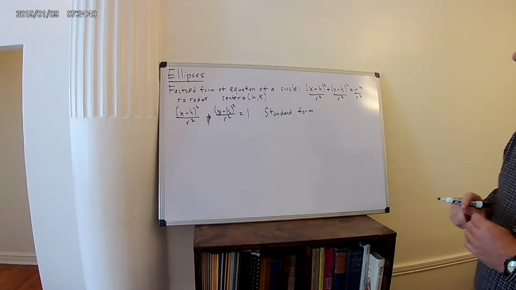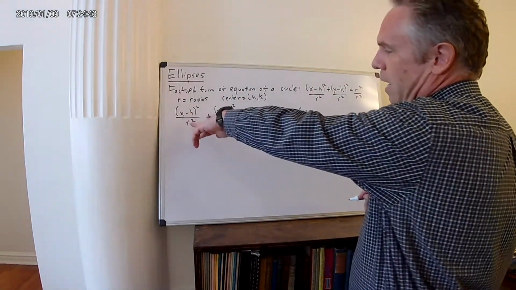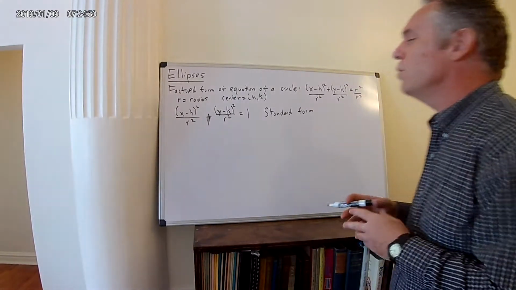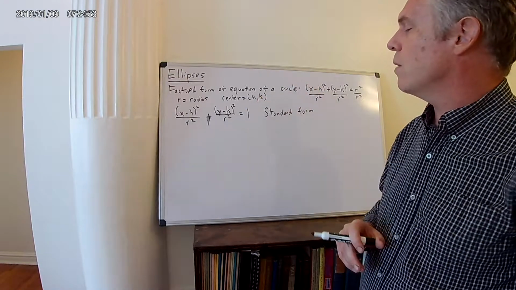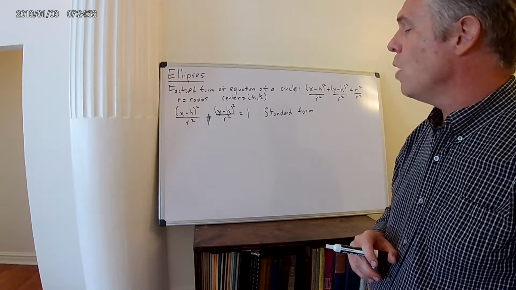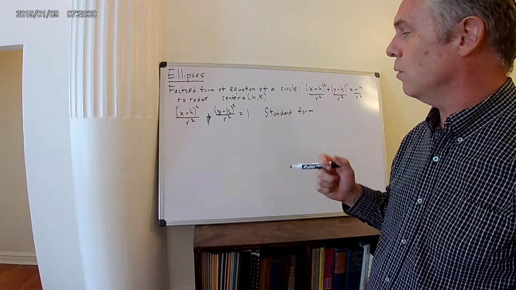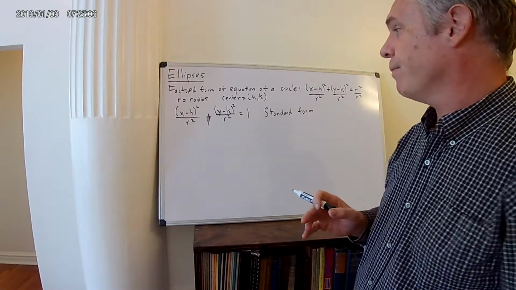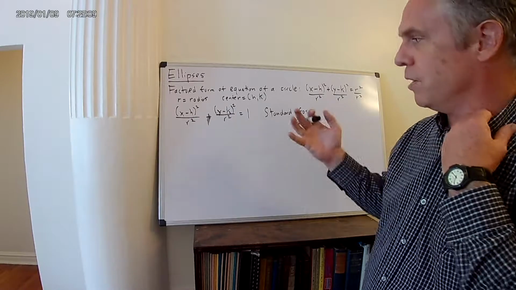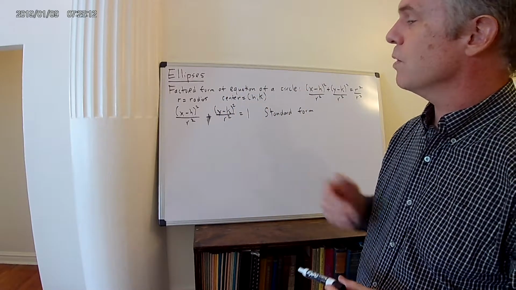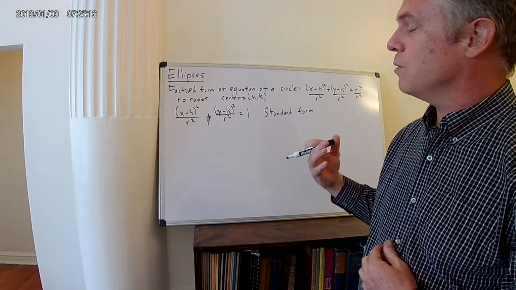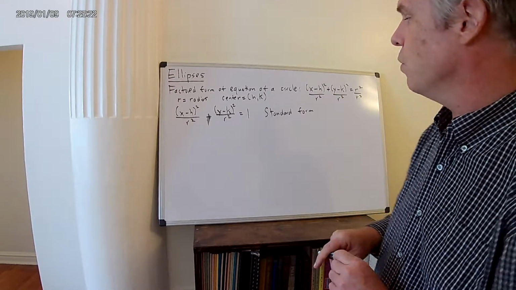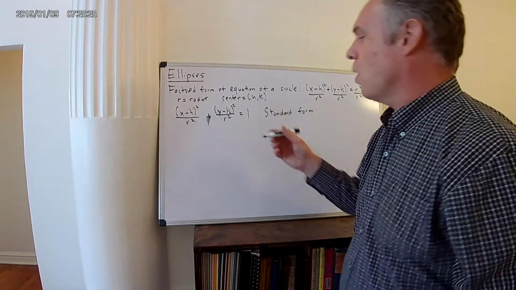And one thing we can note here is that r squared in the denominator in the x term represents the horizontal distance from the center of the circle to the graph, and r squared in the denominator of the y term represents the vertical distance from the center of the circle to the graph. Now for a circle, both those distances are the same. But for other conic sections, such as an ellipse, the horizontal distance and the vertical distance from the center of an ellipse to the graph are different. And so what we can do is replace these r squareds with a squared and b squared.